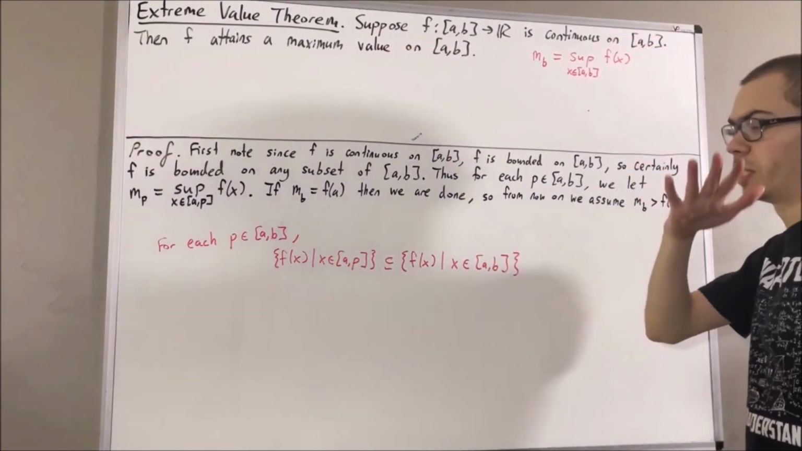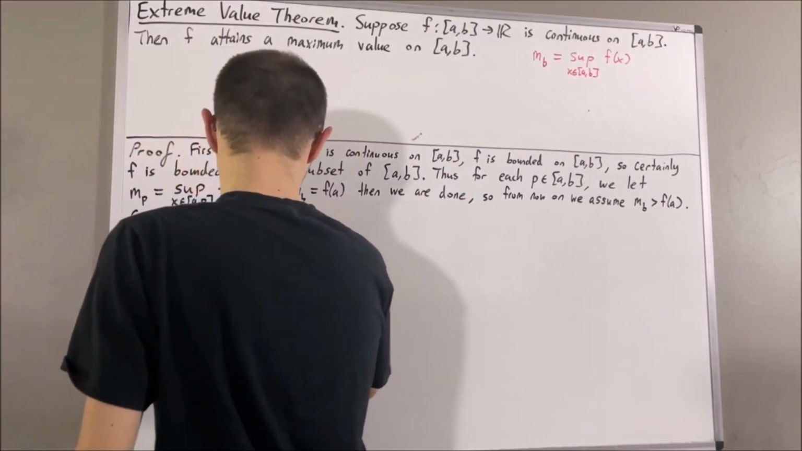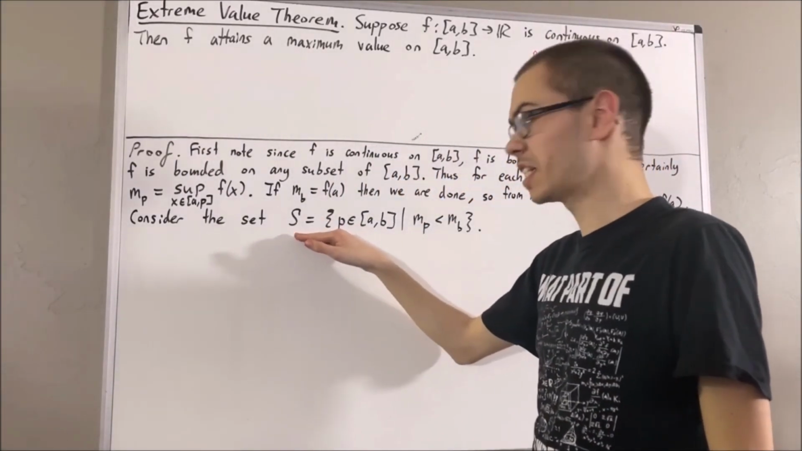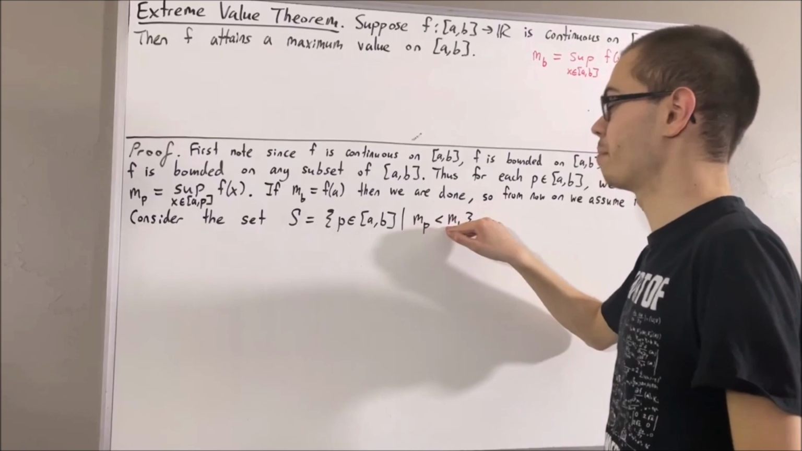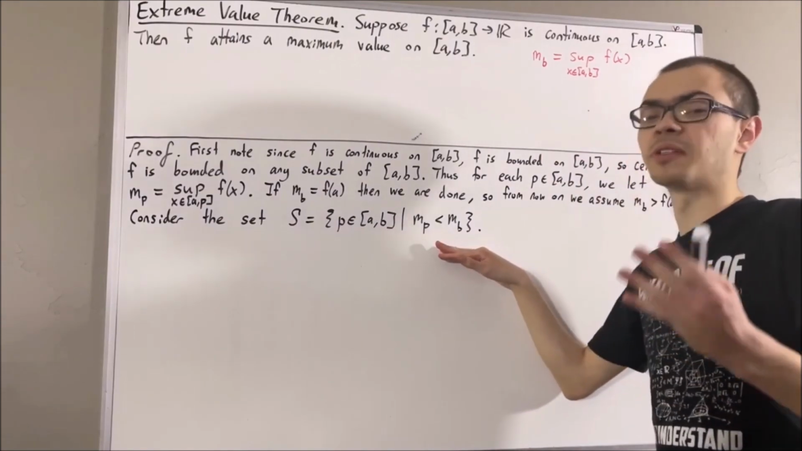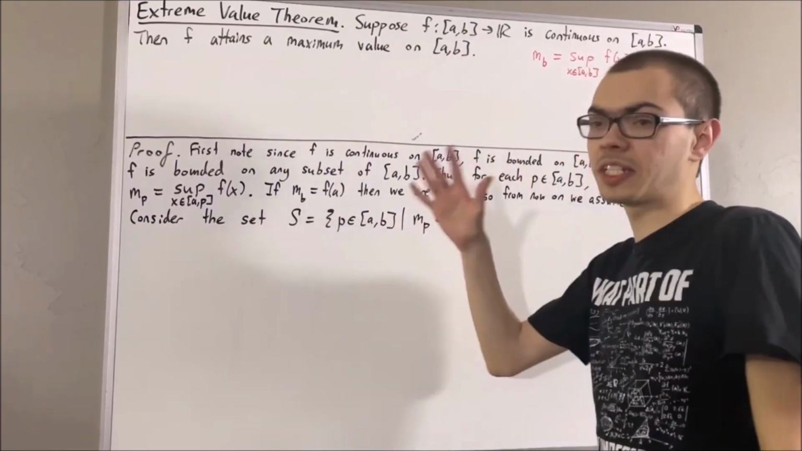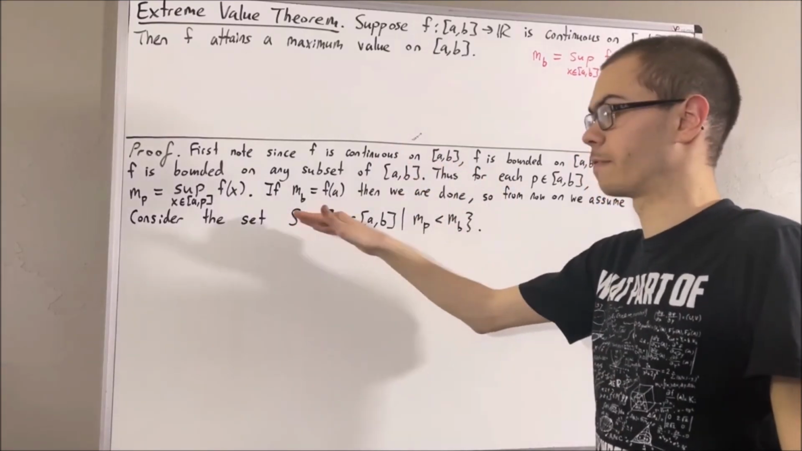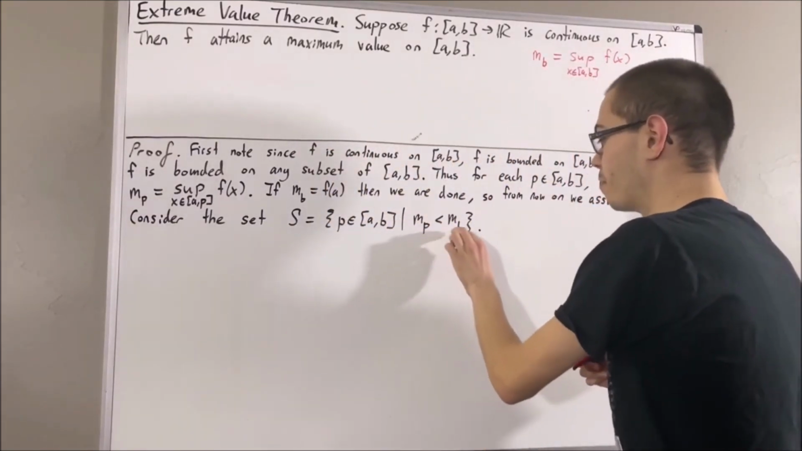And the idea is we consider the following set. We consider the set S, which is the set of elements p in [a, b] with the property that M_p is less than M_b. And what we're going to do is we're going to show that this set is non-empty and bounded above, because that will tell us by the completeness property of the real numbers that this set has a least upper bound. Now, to show that S is non-empty, we're going to show that a is an element of S. So to show that a is an element of S, we want to show that M_a is less than M_b.